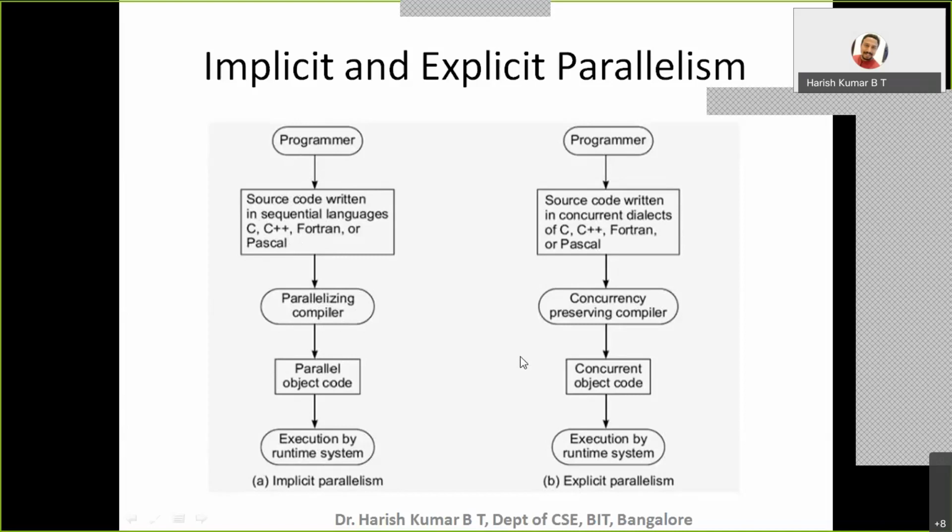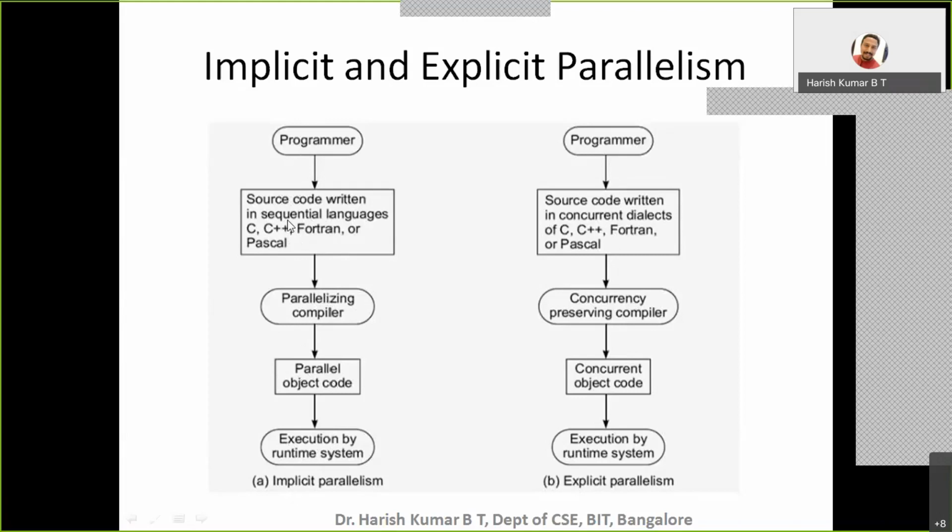There is something called dependency resolution, a dependency graph, data dependency, resource dependency. It will take all those things into consideration, identify the segments of the program which can be scheduled for parallel execution, and then generate a parallel object code for execution by the runtime system. This says which segments of the program can be scheduled for parallel execution on a multiprocessor system. This is what is implicit.